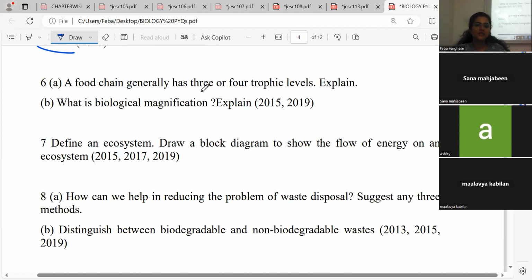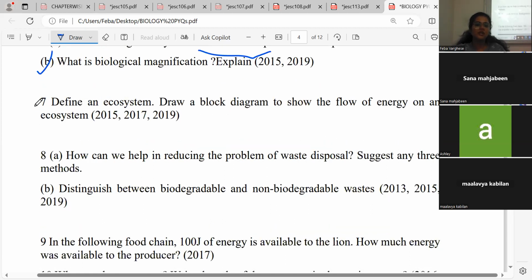Okay, now food chain generally has 3 or 4 trophic levels. Explain why it only has 3 or 4 trophic levels? 10% law of energy transfer. Okay, now what is biological magnification? Again, repeated question. You can explain. Define an ecosystem. You know the definition for ecosystem.